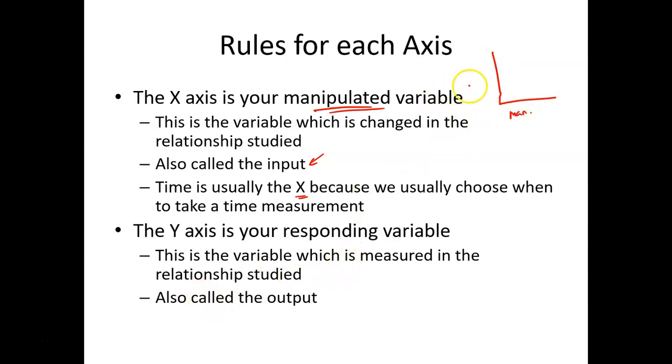The y-axis is your responding variable. So we put the responding variable on the y-axis. So taking a look at the title, it's always the responding versus the manipulated. Sometimes that y-axis is also called the output.